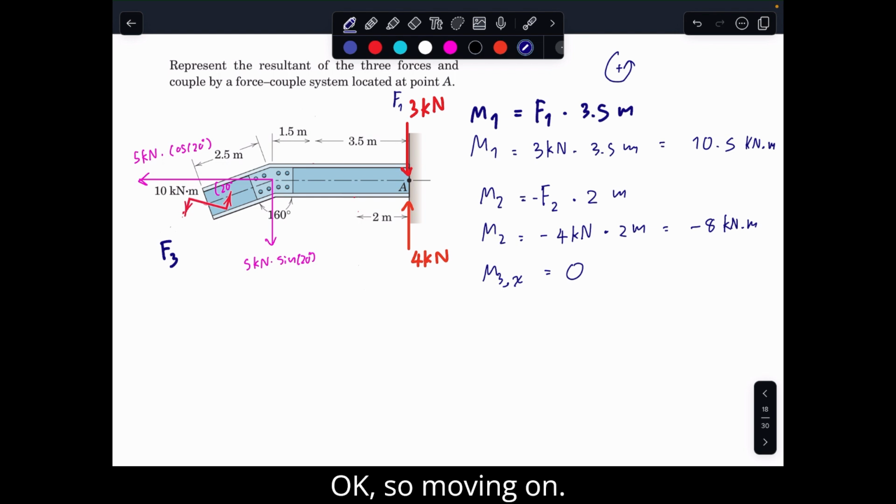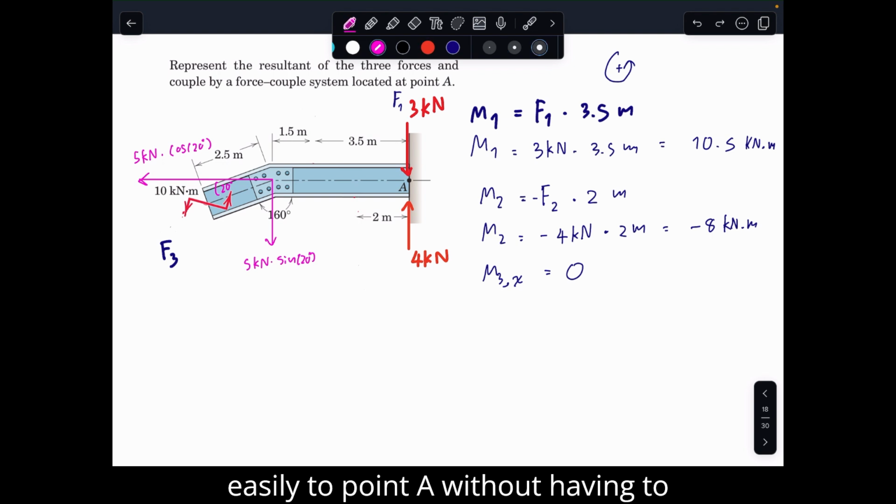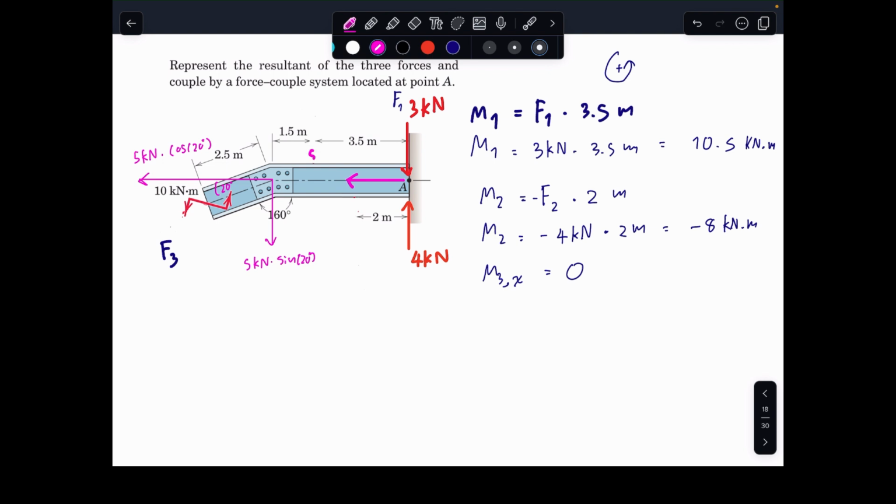So moving on, now we can move the horizontal component of F3 easily to point A without having to calculate any moment. We call it 5 kilonewton times cos 20. And now we eliminate the force here.